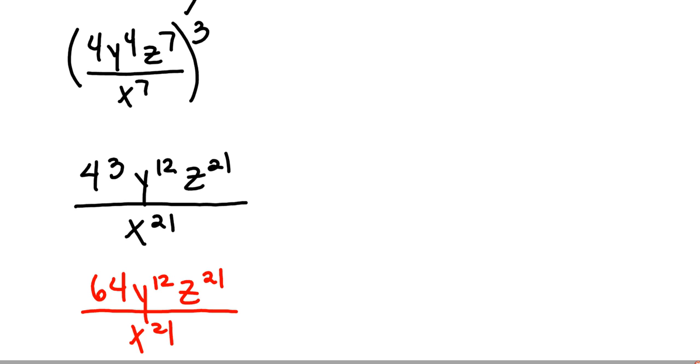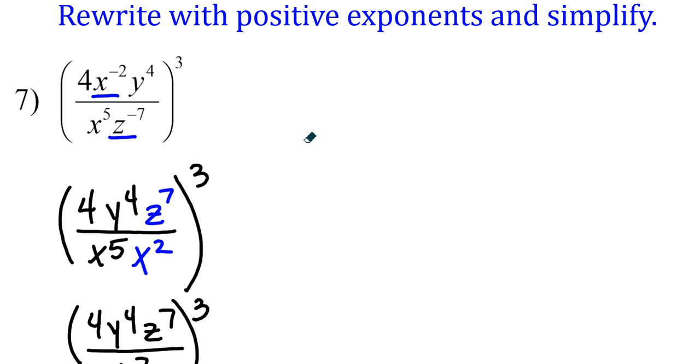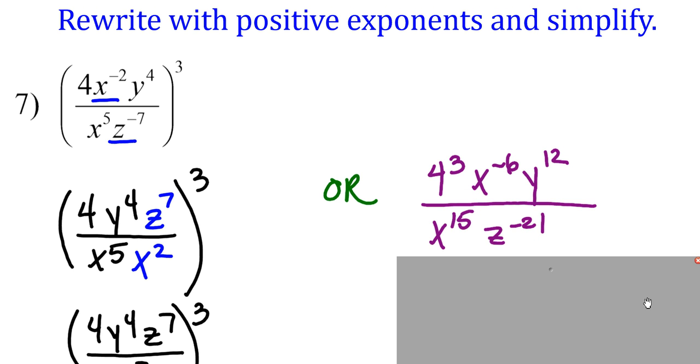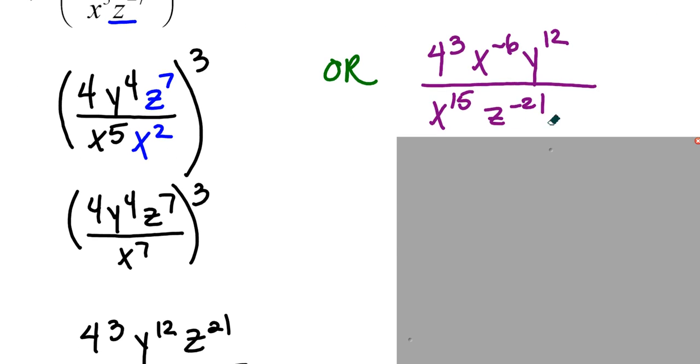Now we started this one by addressing the negative exponents first. However, you could have worked with the 3 sets first and then rewrote the negative exponents where they belong. So if you did it that way, taking 3 sets of everything on the inside, you'd have 4 to the 3rd, x to the negative 6th, y to the 12th, divided by x to the 15th, z to the negative 21st. Again, we can address the negative exponents, so the x to the negative 6 should go to the denominator, and z to the negative 21st should go to the numerator.